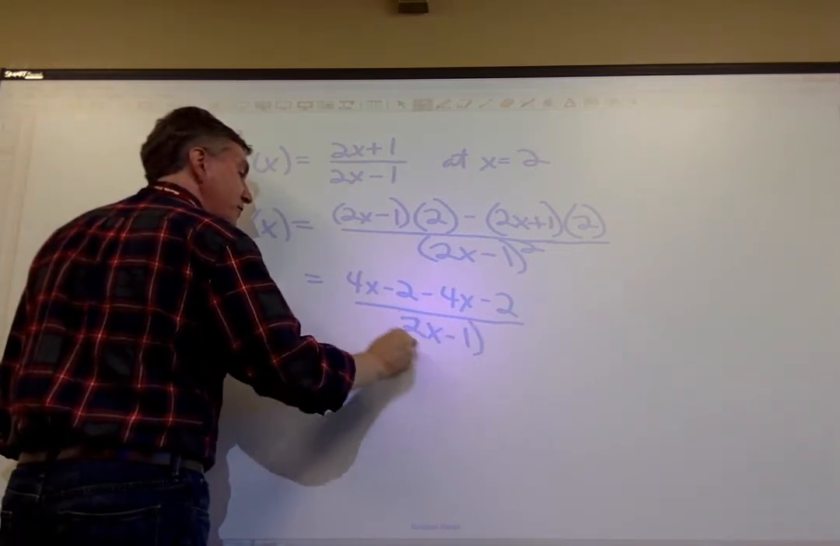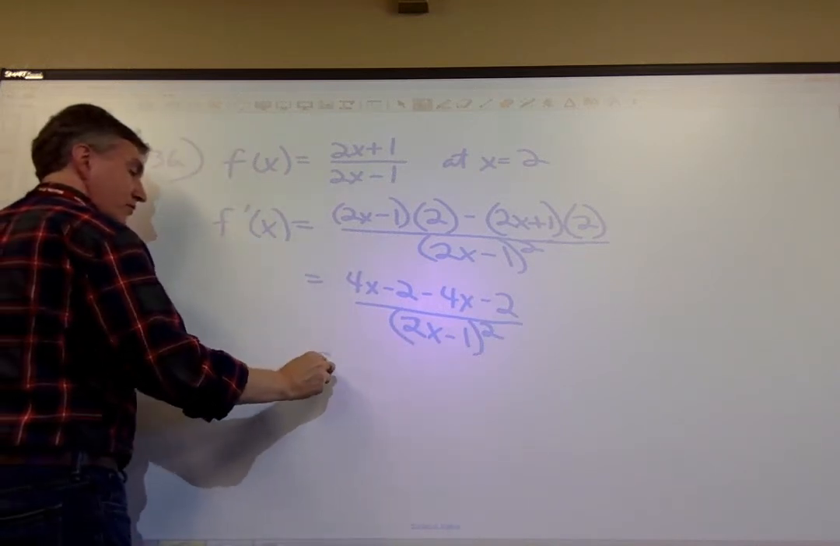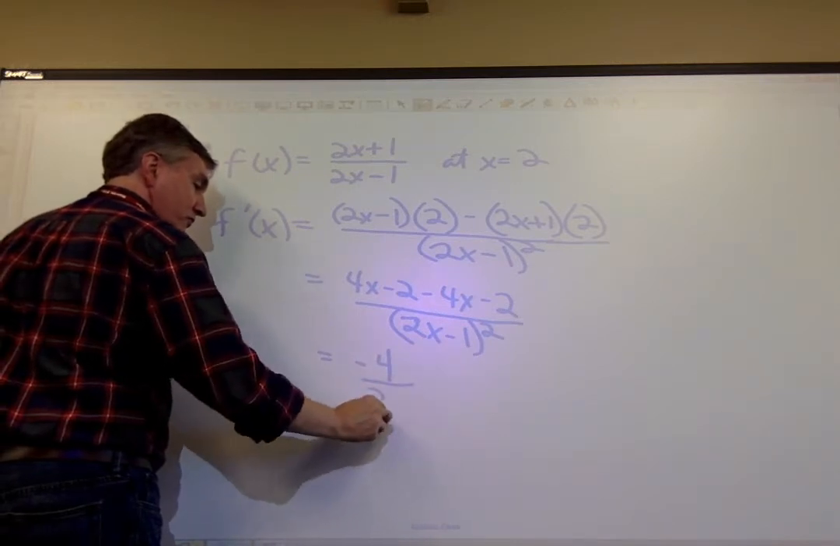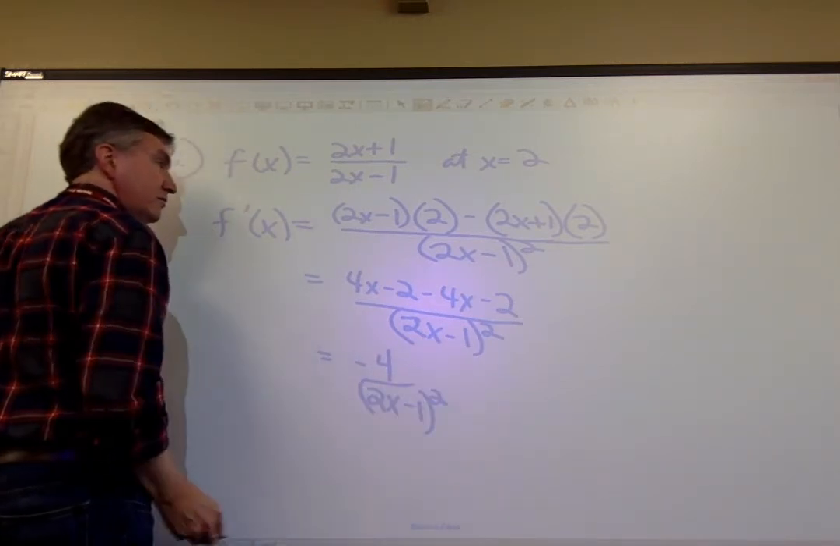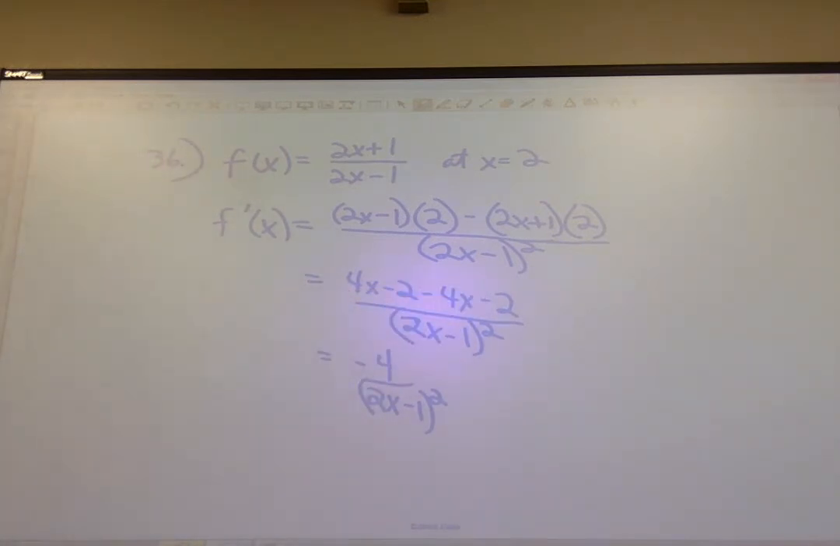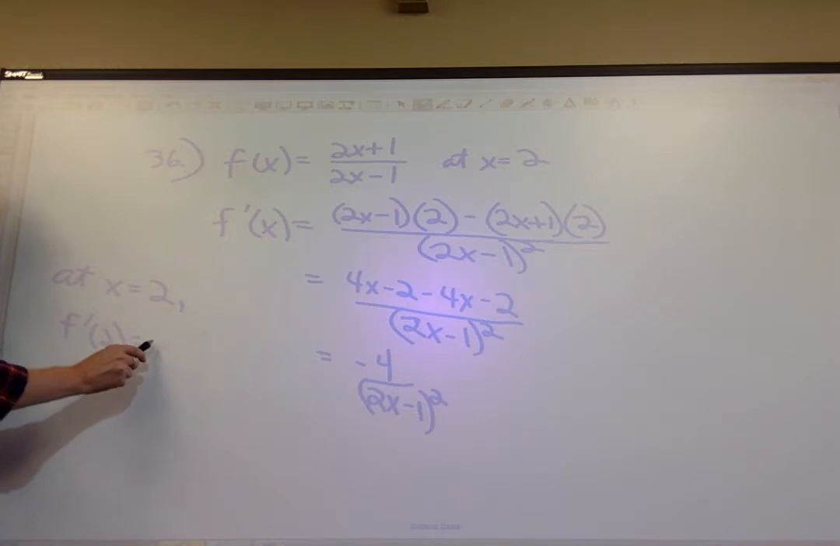Actually, this isn't too bad, is it? Is that right? Is it negative 4 over 2x minus 1 squared? Negative 2 minus 2 more? Okay. At x equals 2, what is f prime of 2? What if I put 2 in there? Do you agree with that? 3 squared is 9 downstairs.